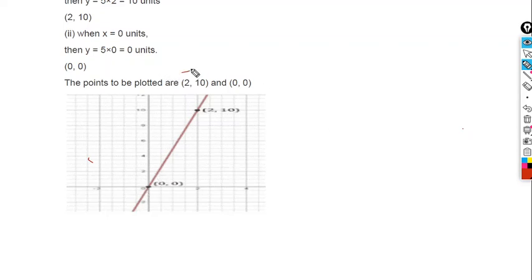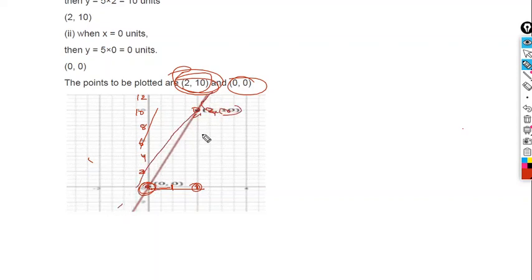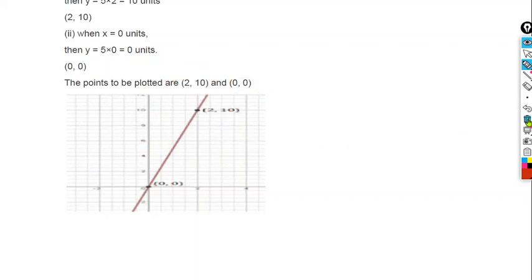The points were (2, 0) and (0, 0). First, (0, 0) is very easy to identify, that is the origin. And for (2, 0), x is 2. So x will be here, x equal to 2, y equal to 10. Here we have divided it as 2, 4, 6, 8, 10, 12 like this. So x is 2 here, y is 10. So we got a linear graph, and joining these 2 points we will get the graph. So this is your answer.